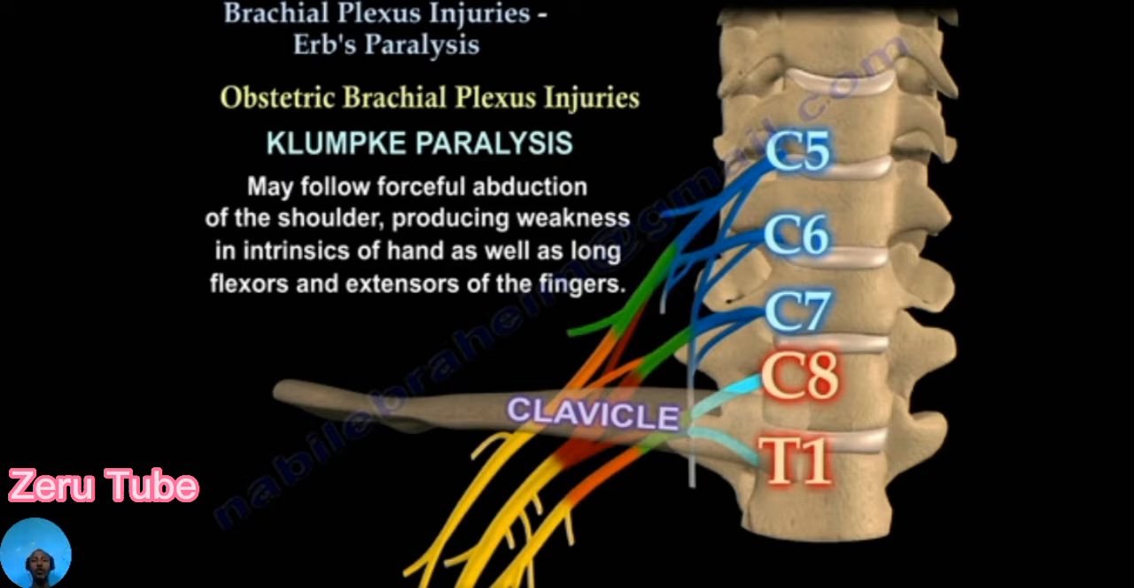Look, it may follow the forceful abduction of the shoulder, producing weakness of the intrinsic muscles of the hand, as well as the long flexors and extensors of the fingers. So in Klumpke's paralysis, there is weakness of the intrinsic muscles of the hand, as well as the flexor and extensor muscles of the fingers. You can appreciate this in Klumpke's paralysis.